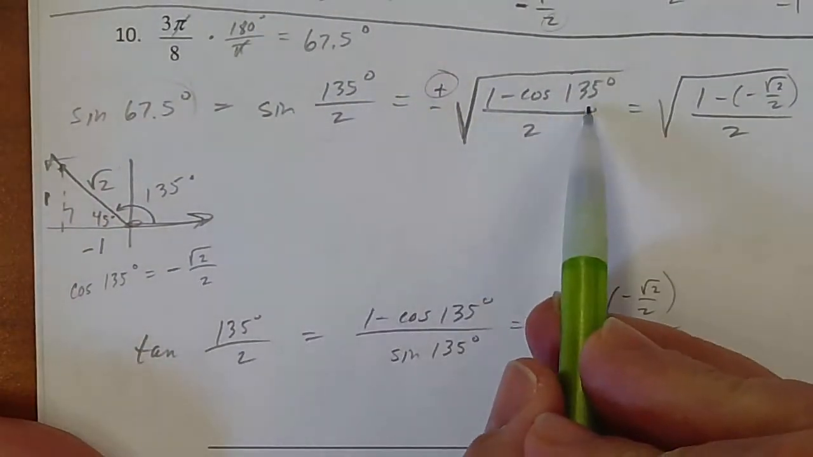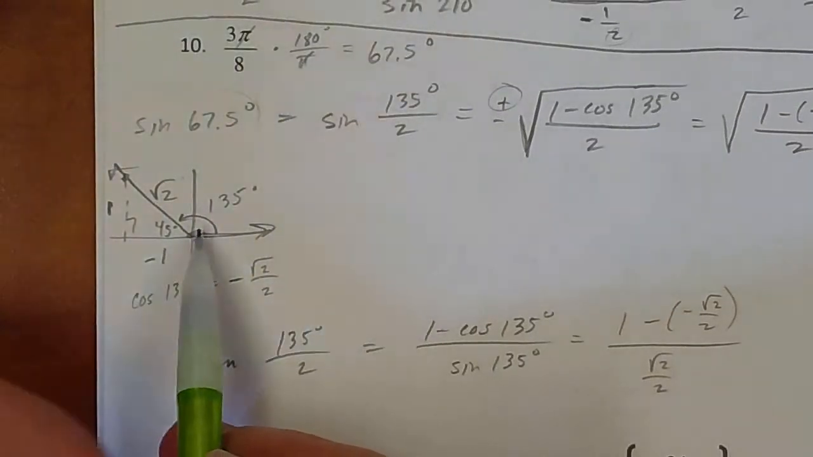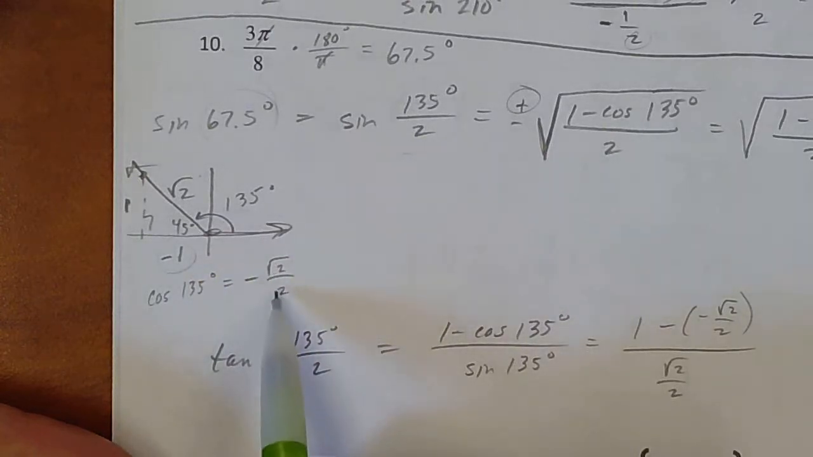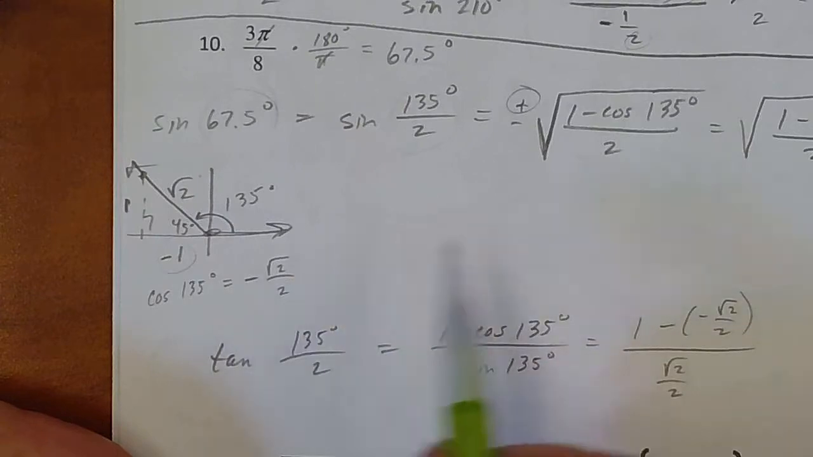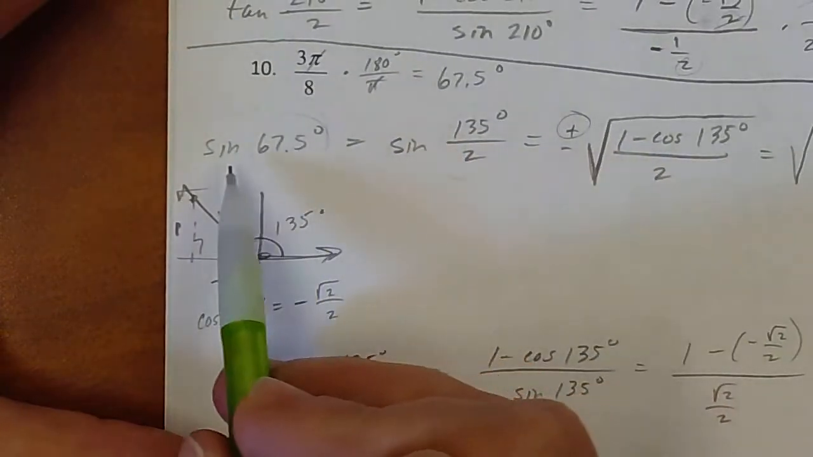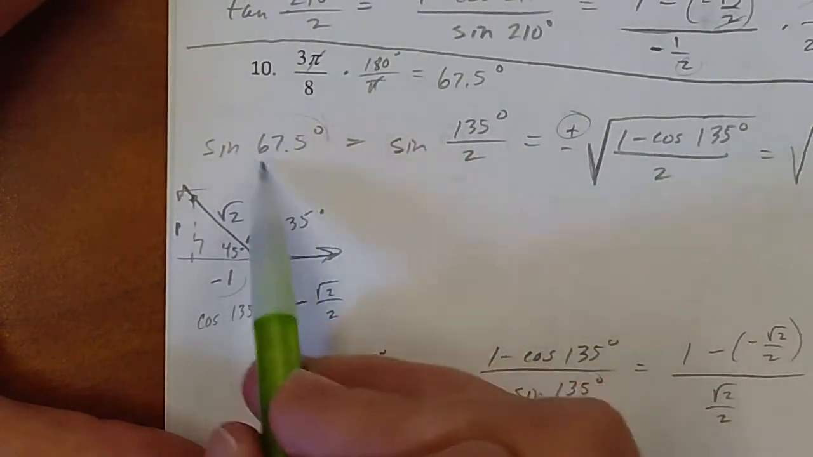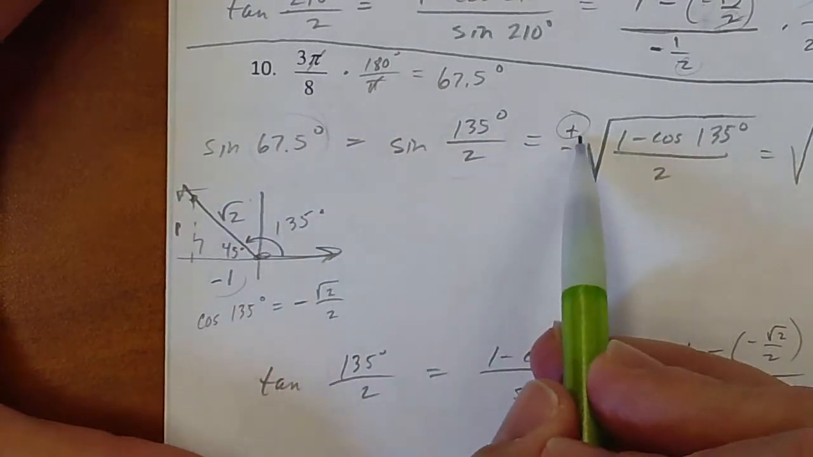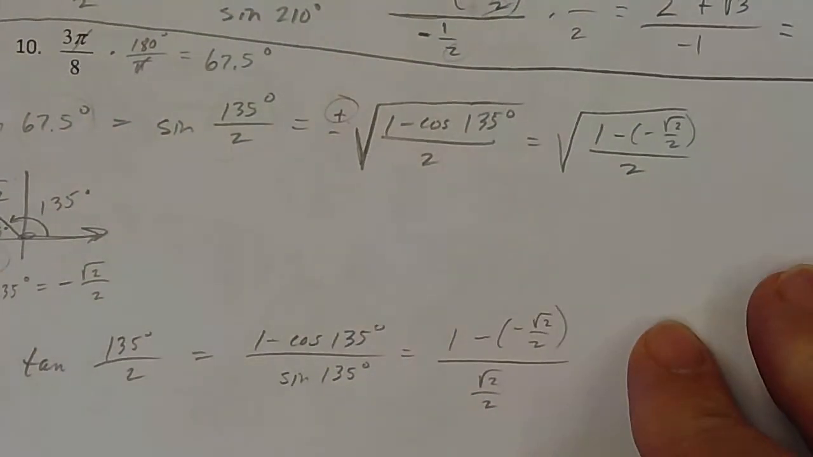Okay, so we need to go find cosine 135. So here it is. Don't forget x is negative in the second quadrant. So cosine would be negative square root of 2 over 2. So now I can dump this into the formula. Okay. Now in deciding on the sign, this is our angle. We definitely know that's in the first quadrant. All are positive on 67.5. So we're going positive.